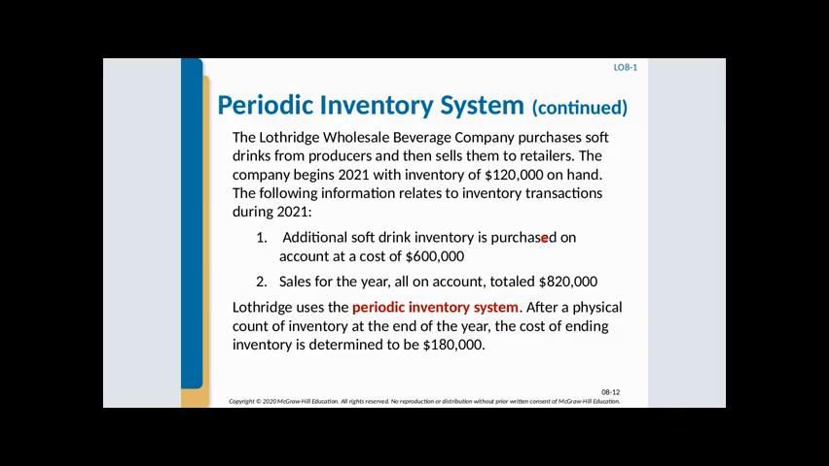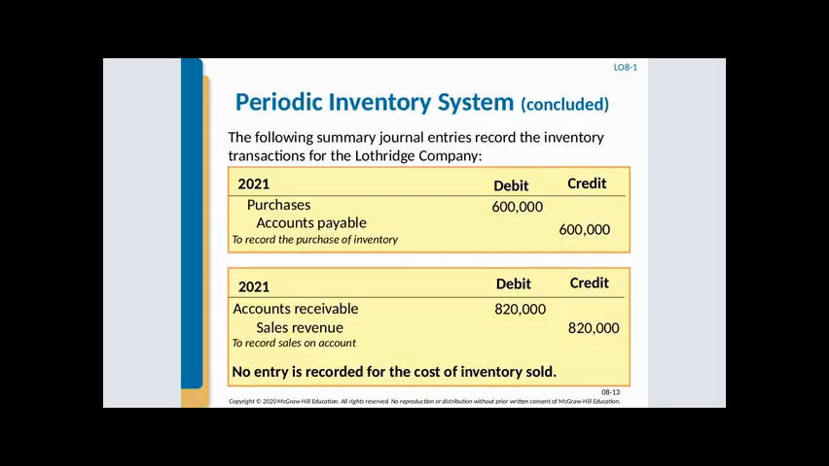So Lothridge Wholesale Beverage Company, we have the same information that we were given before. And so now we're going to show the journal entries under the periodic inventory system. In this case, instead of using inventory when we do the purchases, we're using this account called purchases. And then when we sell the inventory, we are not going to record cost of goods sold because we need to wait until we're able to count our ending inventory. So we're only recording the sale.